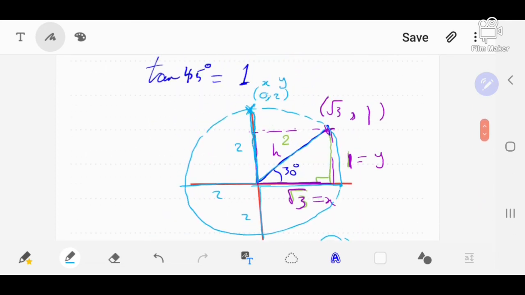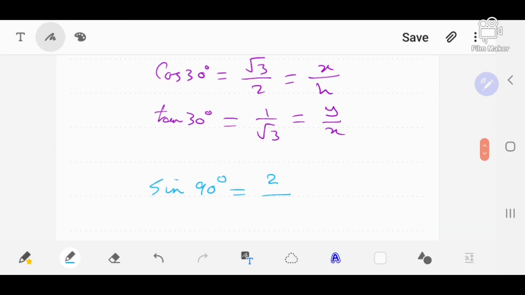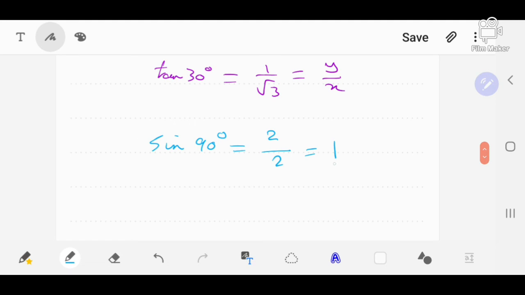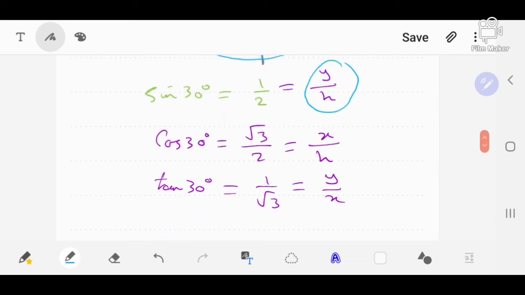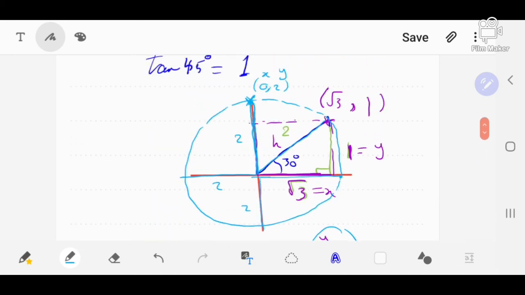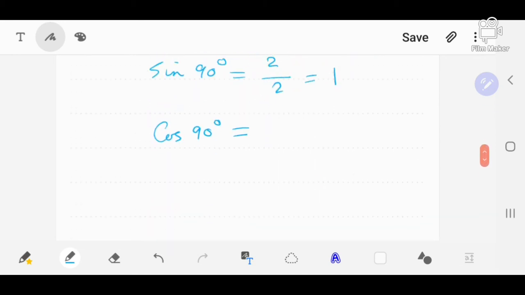What about cosine 90? Cosine 90 is equal to x over h. So it should be the x coordinate, which is 0, over the hypotenuse, which is 2. So 0 over 2, that will give me 0. So sine 90 will be 1, cosine 90 will be 0. I'm going to depend on this. I hope that you understood where I got that, and that you understood these ratios. I'm going to depend on them.